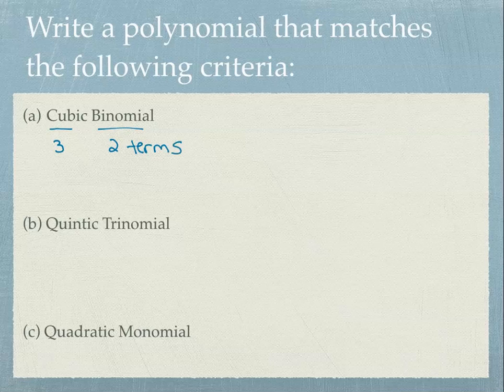There are an infinite number of answers here. You could do any combination of things. I just need my highest exponent to be 3. So I'm going to say 4x cubed, and then minus 2x. That is one example of a cubic binomial. You could do something completely different and say, what if I had 2x cubed, plus x squared, which is another example of a cubic binomial, as long as the degree is 3 and it has 2 terms.